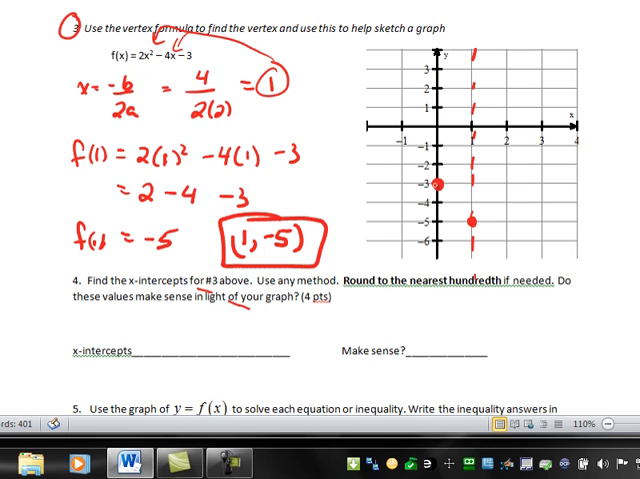Pop that right there, and then do your best to draw a nice looking sketch of a parabola. And we can use symmetry here. We know that this point here is going to be there because we know it's symmetric. Right? And that's good enough. It doesn't have to be perfect on this one, okay? I want a sketch of a parabola.